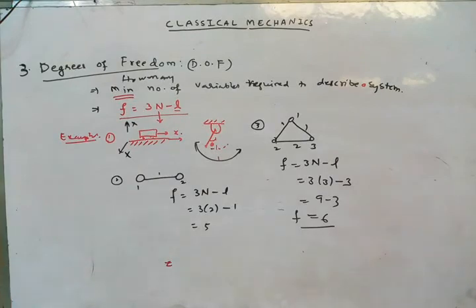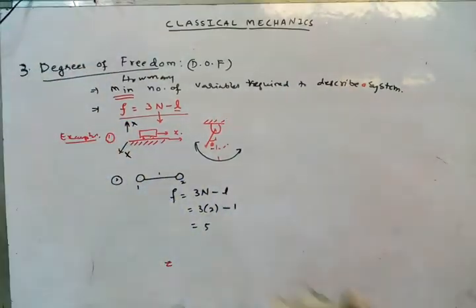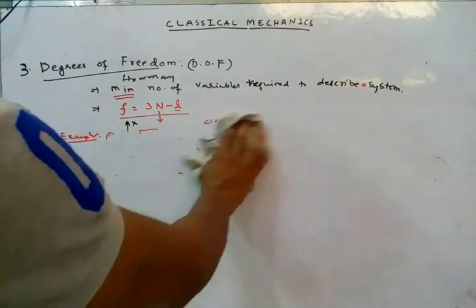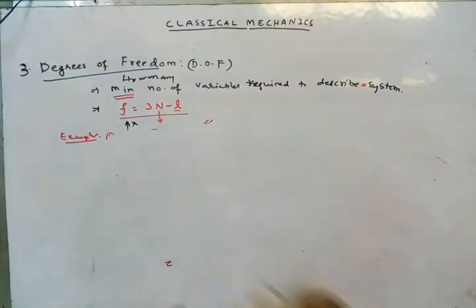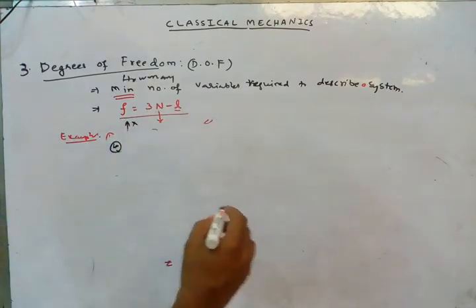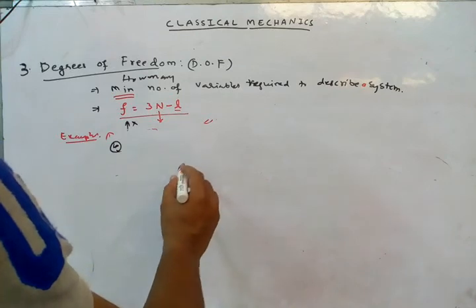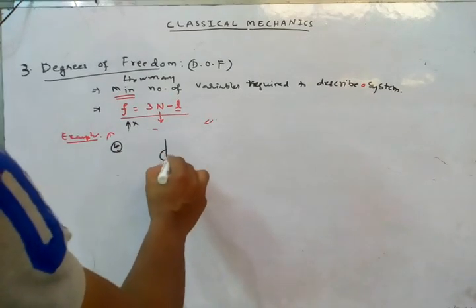If you take one more example, I take one more example: degrees of freedom of a rigid body rotating about a fixed axis.